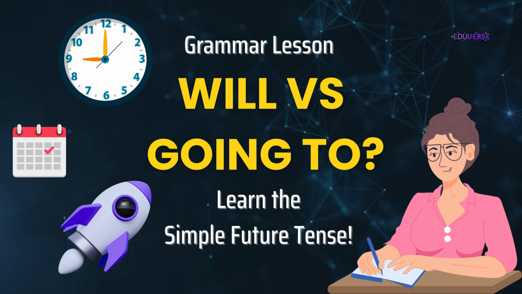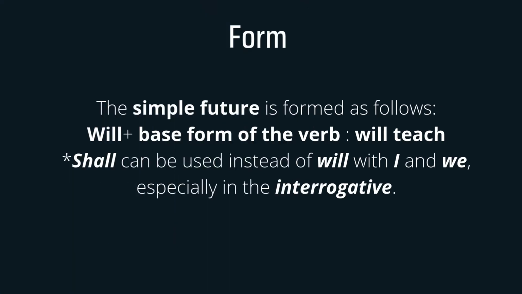Hello there. Today we'll be talking about the simple future tense. So, what is the form of the simple future? The simple future is formed as follows: will plus base form of the verb. Will teach. Shall can be used instead of will with I and we, especially in the interrogative.